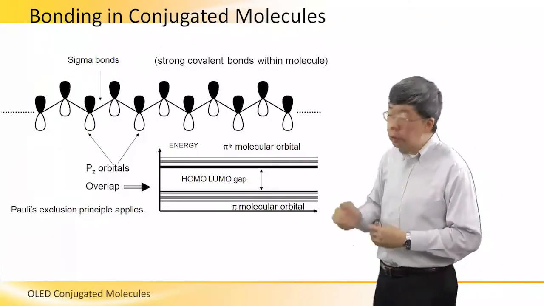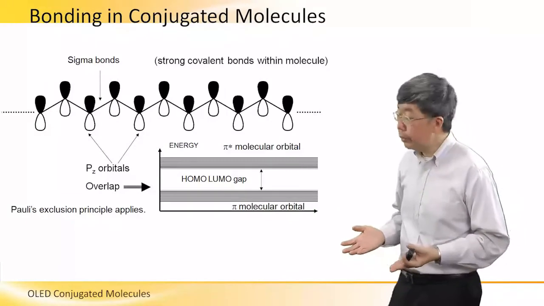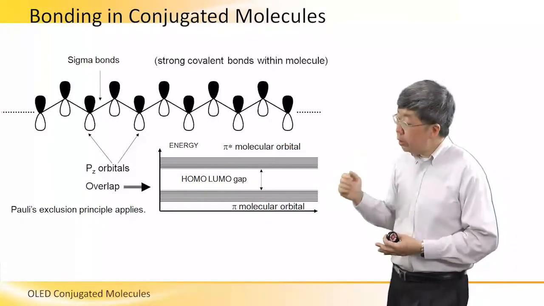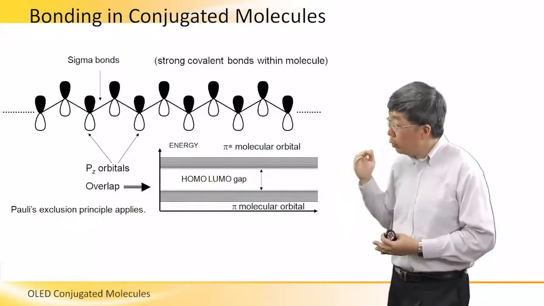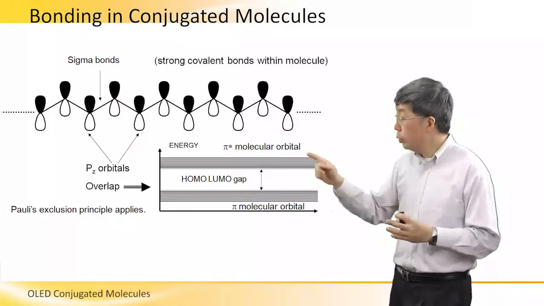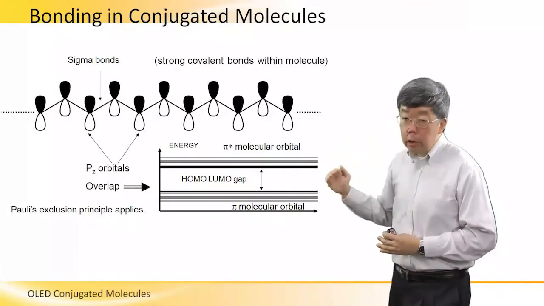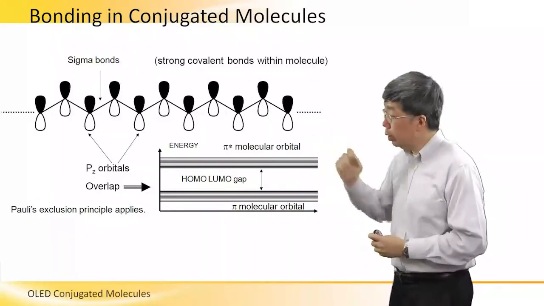Because in a crystalline semiconductor, such as silicon or gallium arsenide, we have something very similar to this. And this is called the valence band and the conduction band. The valence band is similar to the pi molecular orbitals, and the conduction band is similar to the pi star molecular orbital.